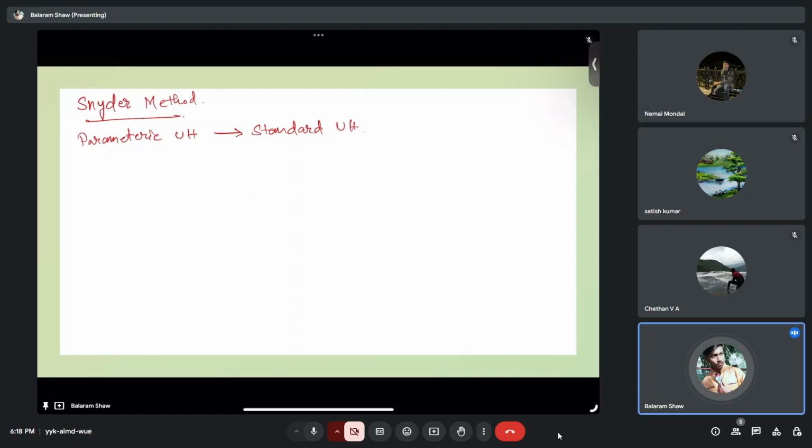Okay, so what he did, he has related the characteristics of this unit hydrograph to the watershed characteristics, right? So the standard unit hydrograph is characterized by a relation between... We have studied the unit hydrograph last time, right? In that it starts from zero, but here we'll have some basin lag for the synthetic unit hydrograph.